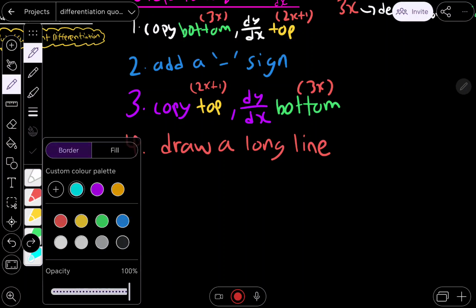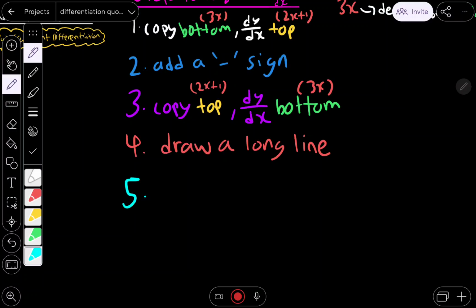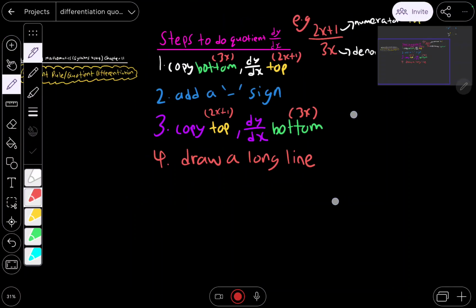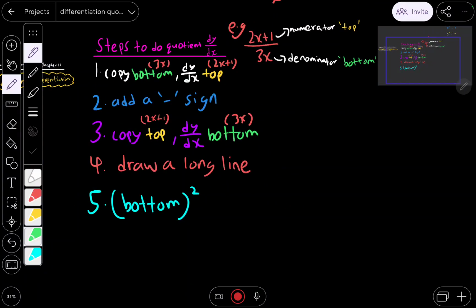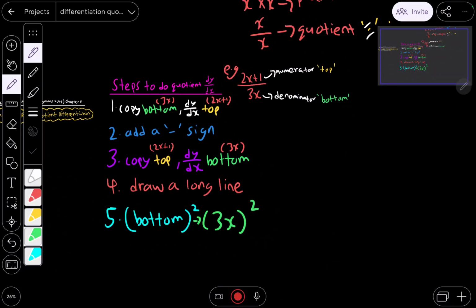So the 5th step, number 5, is that the bottom whole thing will be squared. So in this example, the bottom is 3x, right? So it will be 3x, the whole thing squared. So in this example only, which is here.